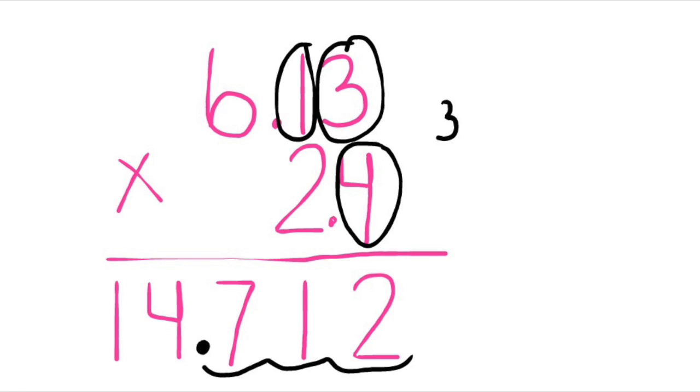Now I go back and I look at my problem. I have three numbers that come after the decimal point in my problem, so I need three numbers after the decimal point in my answer, which means my decimal point has to go between the 4 and the 7.